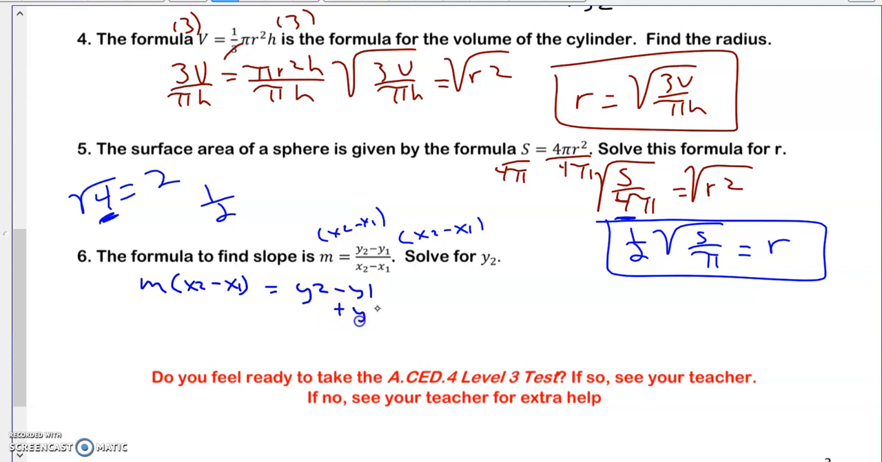I'm going to add y1 to both sides. And I need to distribute. So make sure we distribute. So when we distribute, we have mx2 minus mx1 plus y1 equals y2.